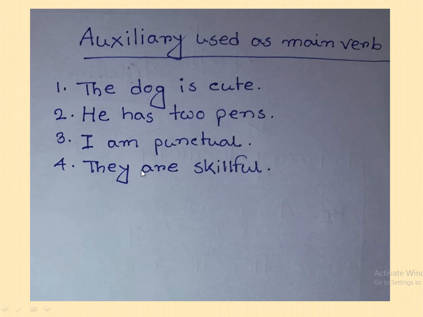Understood? When in a sentence the auxiliary verb is used as the principal verb, there will be no other verbs. They can express the meaning independently. In such a scenario, auxiliary verbs act as principal verb or main verb. I hope you all have understood.